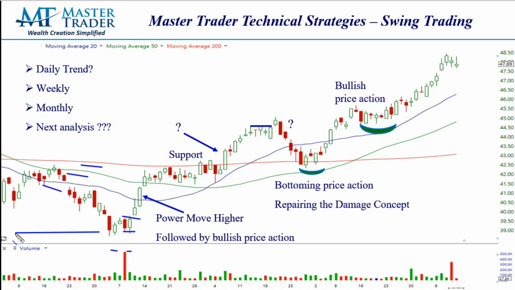And the vast majority of the time, it's going to be when you look to the left, there's support there, or in a higher time frame, it's at some reference point of support, or the trend might be up. So remember, you look to the left. Now, that move up was a power move higher.